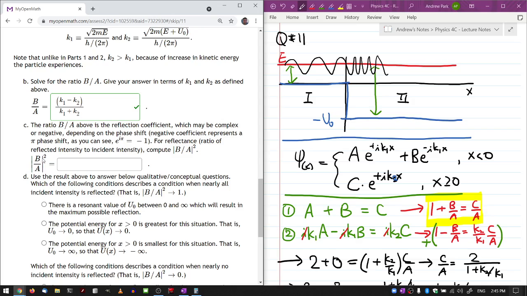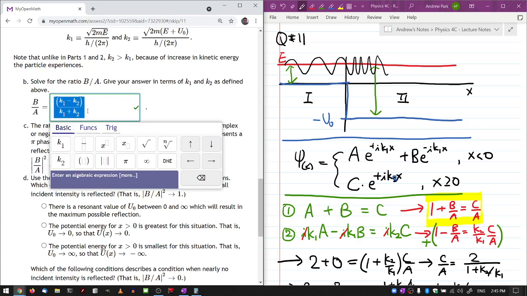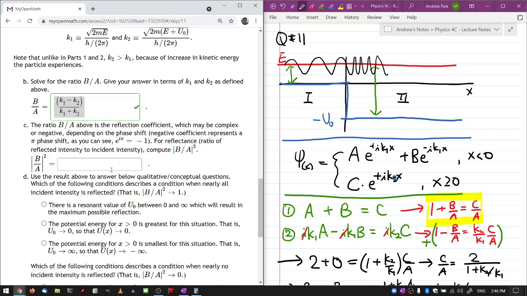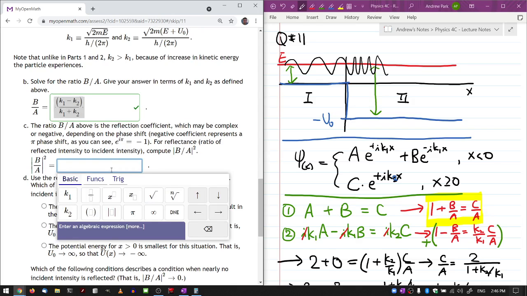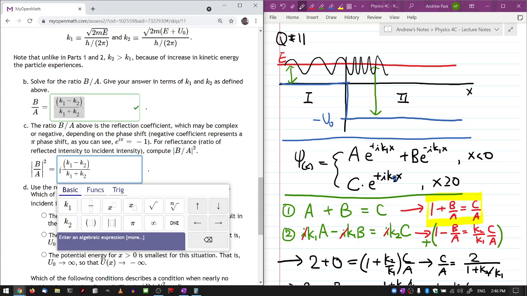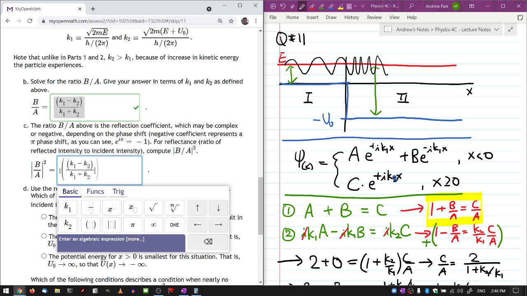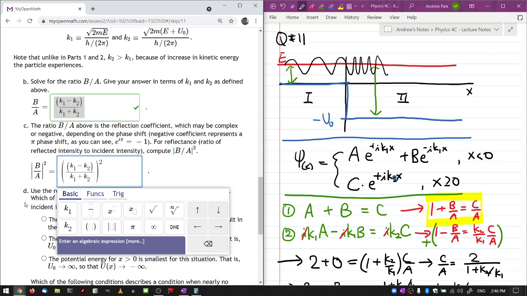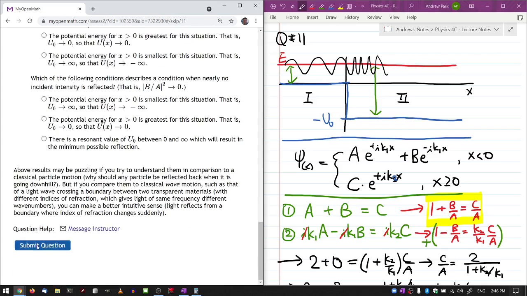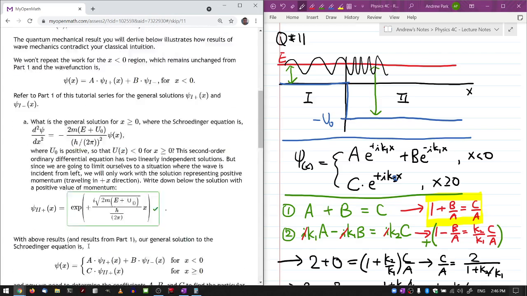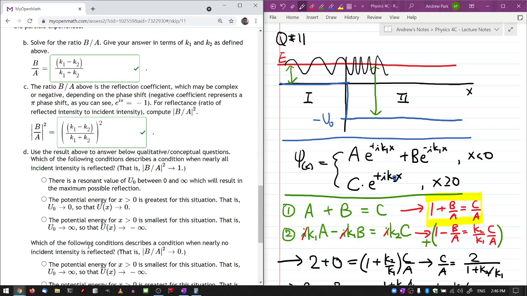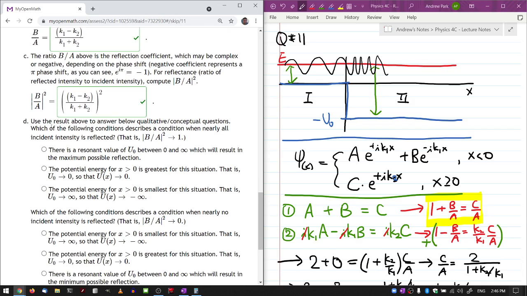All right, let's finish it here. B over a squared. I think that's just this whole thing squared. We can just take the whole thing and square it. Yeah, that is correct. It doesn't really simplify any more than this, so I wouldn't do anything more.